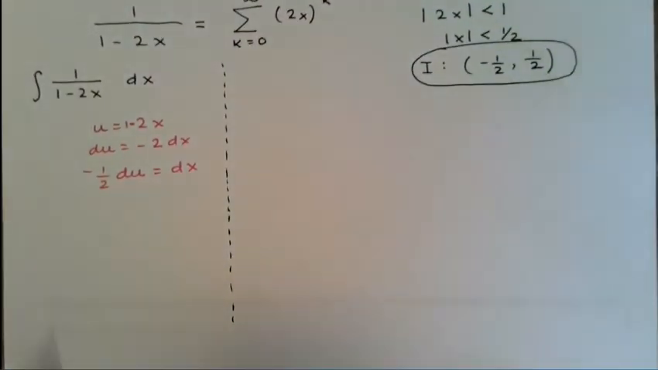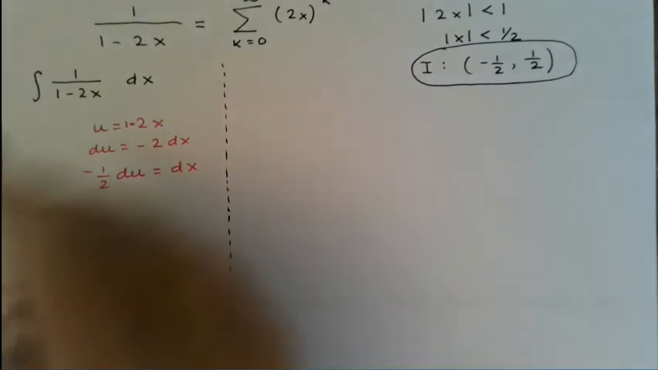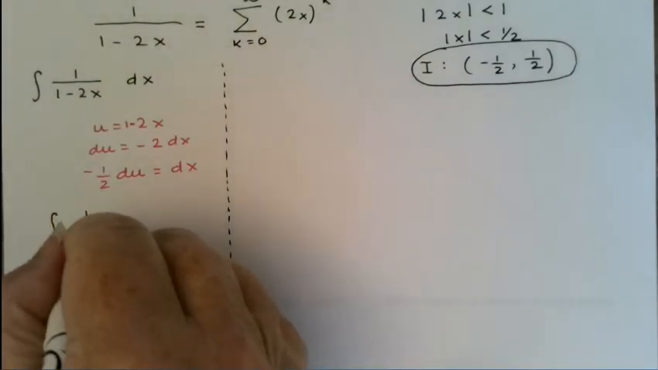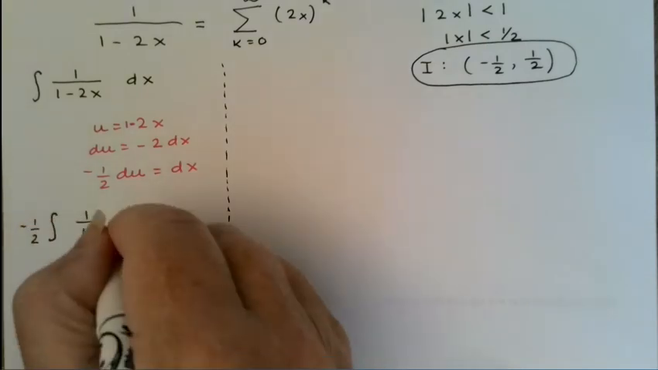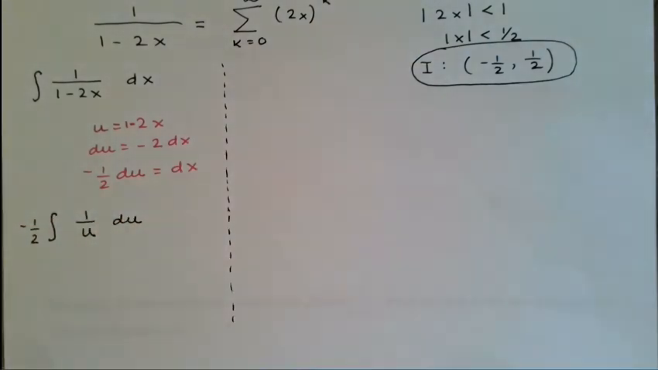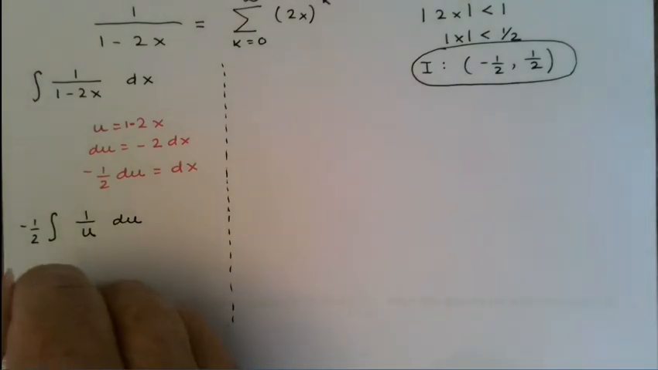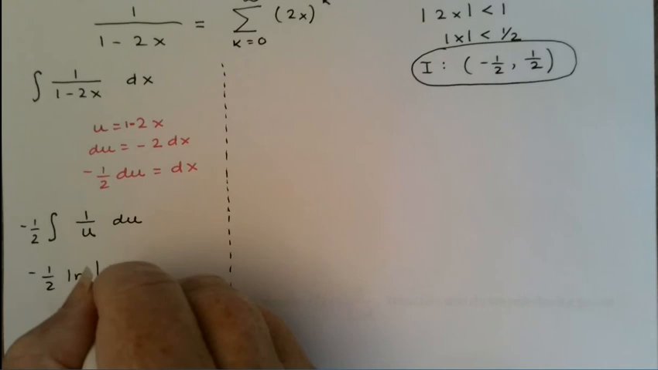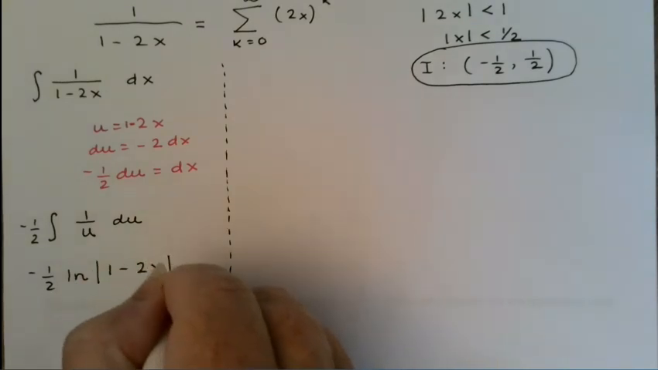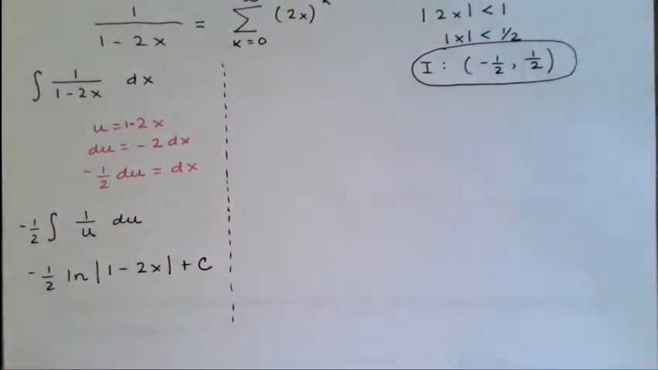And so my integral becomes the integral of 1 over u, and I replace the dx with a negative 1/2 du. And that's going to give me negative 1/2 times the natural log of u, or negative 1/2 times the natural log of 1 minus 2x, plus c. So good to go. My left-hand side has been integrated.